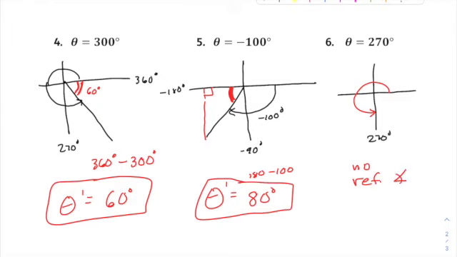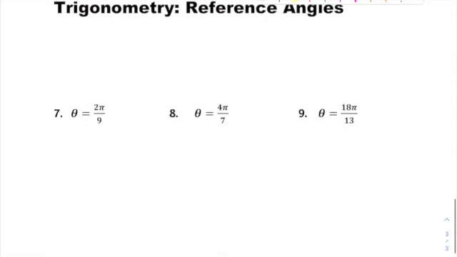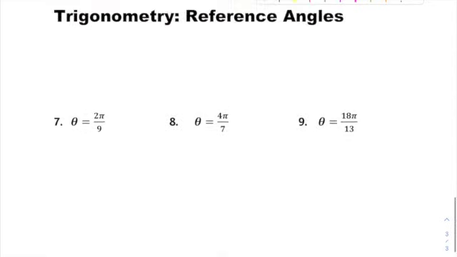This is what we call a quadrantal angle when you're on the boundaries of the quadrants. So whenever you're on the x-axis or the y-axis, we don't consider that having a reference angle. So 0, 90, 180, 270, 360, etc. So no reference angle for those. So I figured I'd throw one of those in there. And now that you're getting the hang of it, how about when we're talking about radians?